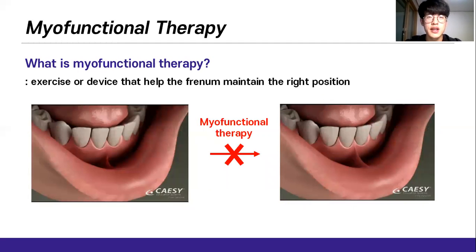However, even after a successful frenectomy, the labial frenum can grow back to its original position. In order to help the frenum around your lips and tongue maintain the right position, I am going to introduce you to some exercises named myofunctional therapy.